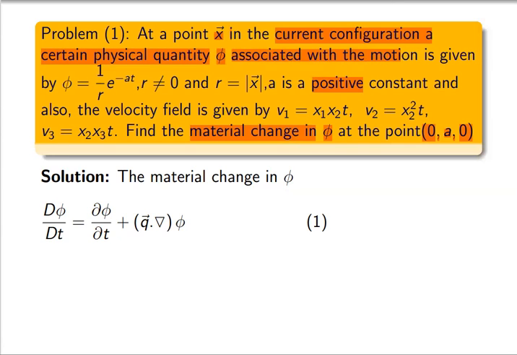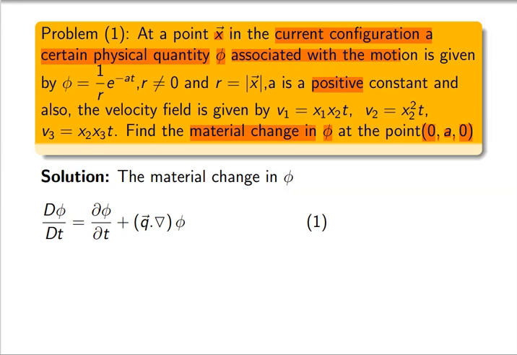So they have given a motion of a continuum. A continuum is nothing but a physical object which is moving, and there is a physical quantity phi associated with the motion, defined as phi equal to 1 by r e power minus at. A is a positive constant and r is the modulus of x, which is the square root of x1 square plus x2 square plus x3 square. They have also given the velocity field, and we have to find the material change in phi at the prescribed point.